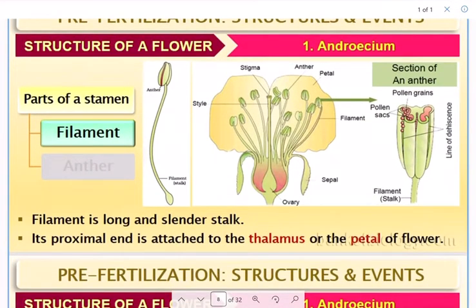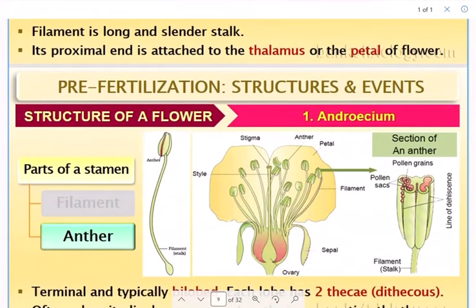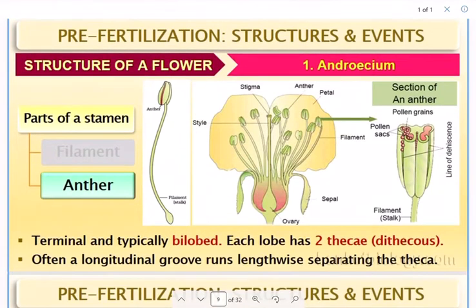So basically it is the filament that bears the anther. Filament is a long and slender stalk. Its proximal end is attached to the thalamus, as you are seeing in the picture, and the other end bears the anther. Further, the Androecium, which is the male reproductive organ, bears anthers. The anther is terminal and typically bilobed, lobe meaning room, 2 structures. As you are seeing, the anther breaks vertically and forms 2 rooms, so bilobed.